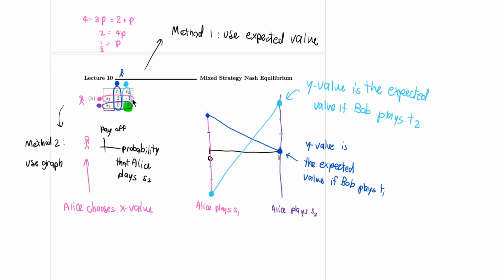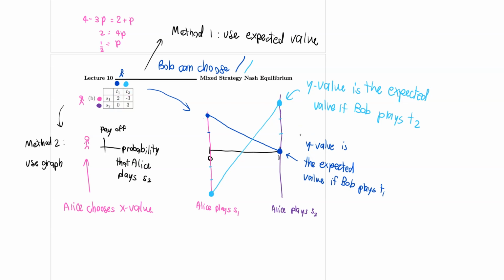So what that means is, for Bob, in this graph game, Bob can choose between the regular blue line or the light blue line. So if he plays T1, that means he picked the dark blue line. And if he plays T2, that means he picked the light blue line. So Alice can choose the x value and Bob can choose the light blue or dark blue. And now let's see how this game is going to play out.